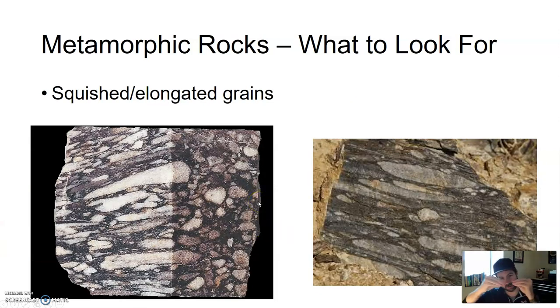Squished or elongated grains, almost look like stretched Play-Doh. All right, that's material that's being stretched. That's material that's undergone metamorphosis because there was enough heat to allow that to stretch instead of just getting pulled and broken.